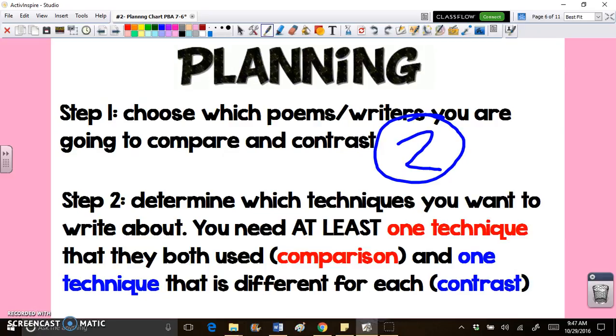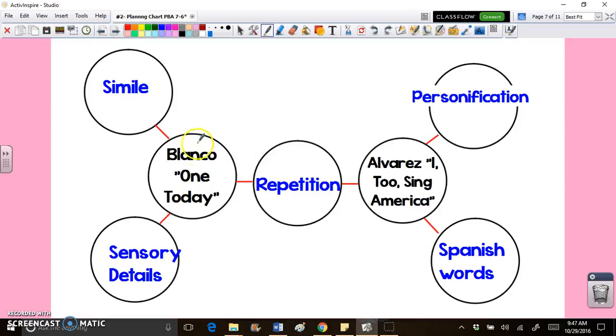All right, so far we've looked at a model essay for this task, and I'm actually going to be using that student's model essay to model the planning chart for you. Now, that student used the poem One Today by Blanco and I Too Sing America by Alvarez for their comparison and contrast. So the first thing that that student would have done, just for some brainstorming, is they would have made a double bubble map.